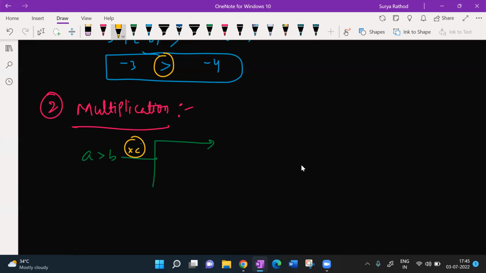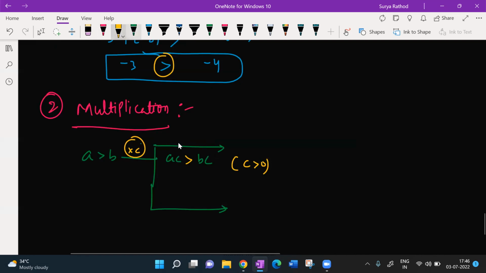So what is going to happen now? AC, BC. This is what is going to happen. If you multiply with the same number on both sides, the inequality is not going to change when C is greater than 0. If C is greater than 0, whatever inequality you wrote will remain the same.